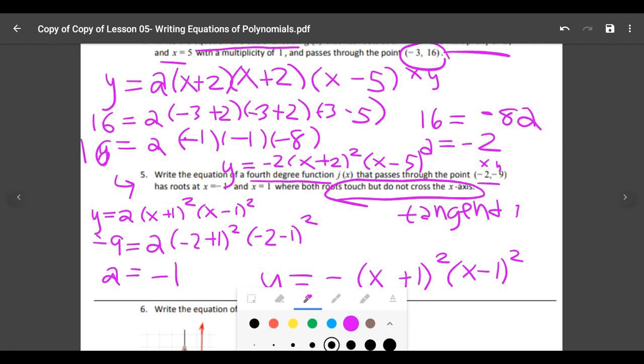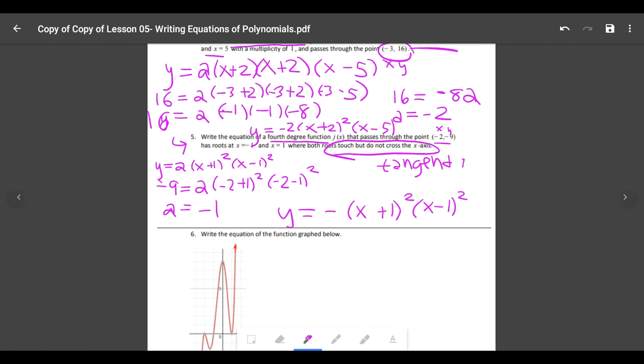Okay, so for homework, I'd like you to try number 6. I gave you the graph. A hint to you is you want to try to identify what your x-intercepts are to work backwards to find the factors, and I would use the point of the y-intercept to help you out.